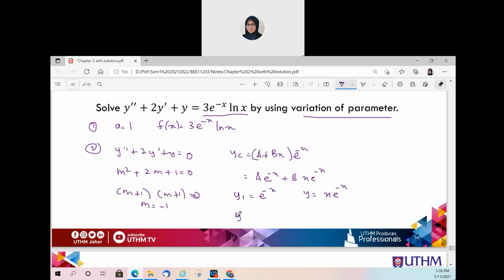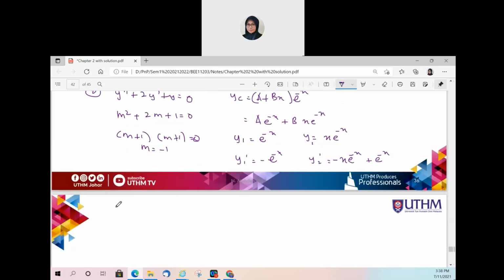Then you can find Y1 prime equals to minus e minus x. Y2 prime equals to, you differentiate exponent, you'll get x times minus x exponent minus x, plus you differentiate x, you'll get exponent minus x. Okay.